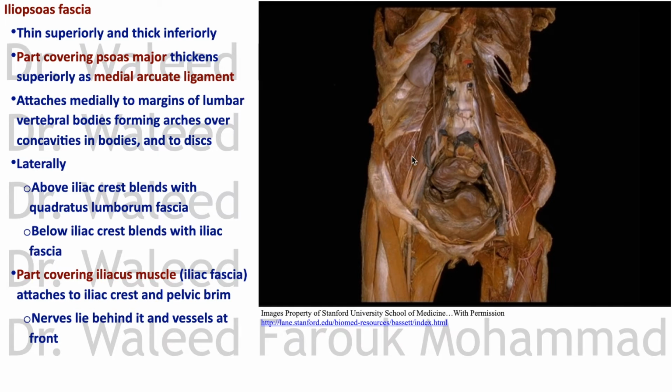Nerves lie behind it. You have to remove the fascia to uncover the nerves, like the femoral nerve in this example. This is the lateral femoral cutaneous nerve here, which is well shown. This is the lateral femoral cutaneous nerve. So the nerves are behind the fascia, while the vessels are in front of the fascia. Okay? Remember this.